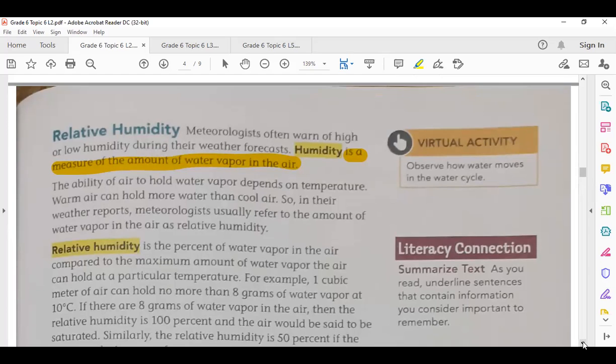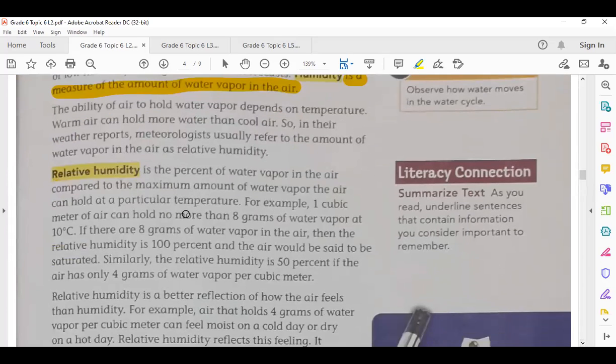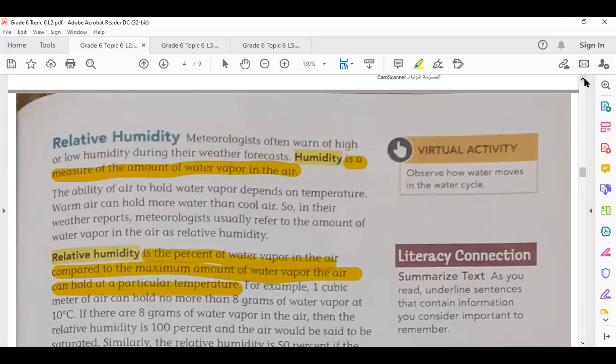But scientists always use another concept that is called relative humidity. It is the percent of water vapor in the air compared to the maximum amount of water vapor that the air can hold at a particular temperature. Again, you have to distinguish between humidity and relative humidity. In general, humidity is how much water vapor there is in the air.